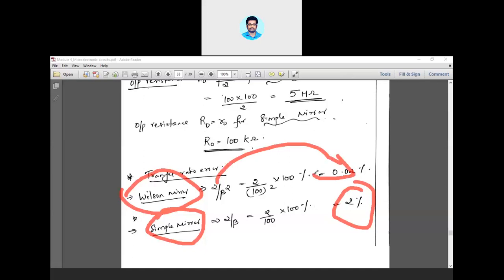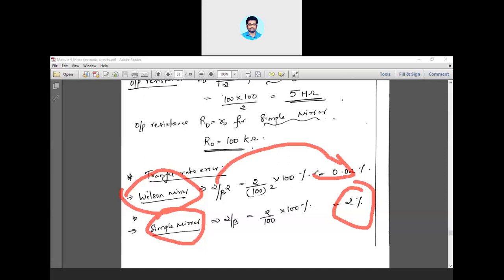So approximately you will get I naught equal to IRF. Whatever be the IRF, that will be mirrored as I0. The error is negligibly small, approximately 0.02 percent. But when you go to a simple mirror, there is 2 percent, which means you will not get I0 the same as IRF. There is going to be some mismatch between I naught and IRF. That is because of this 2 by beta value.